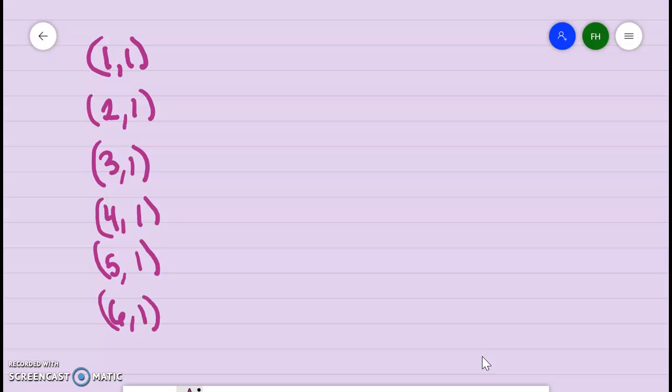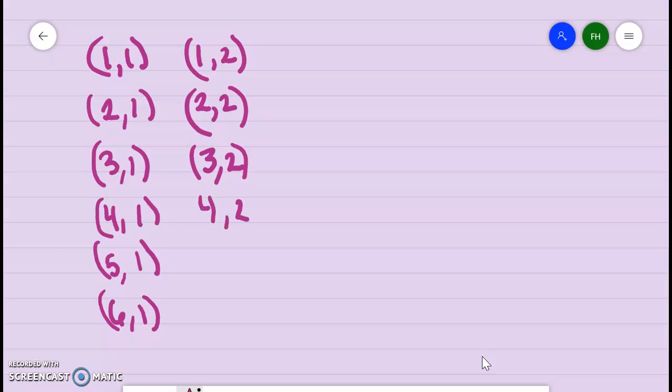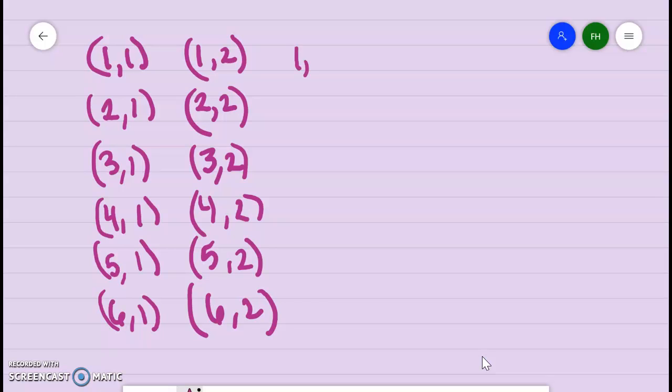Now, we could also roll on the first dice a 2. We could roll a 1 and then a 2. We could roll a 2 and a 2, a 3 and a 2. So you see the pattern here, and these are always the different outcomes you could have when rolling dice. So here we would have 1.